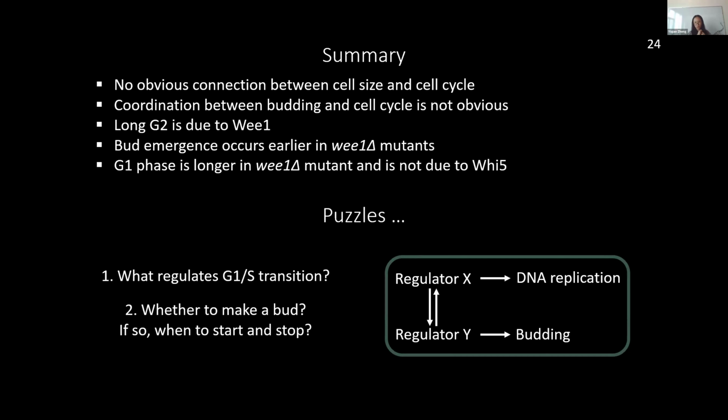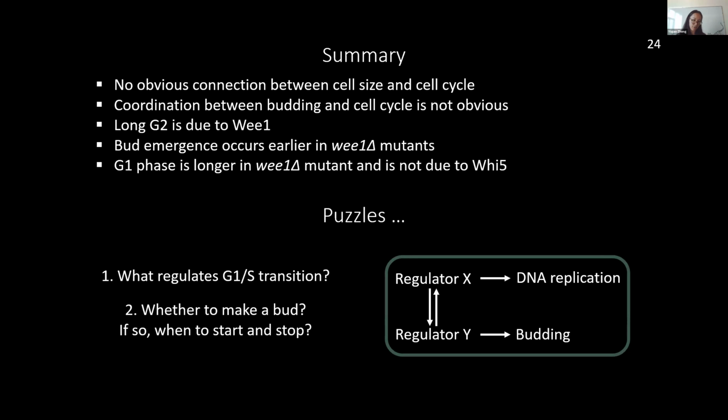So many puzzles remain, but the questions that I'm currently focusing on are, one, what regulates the G1/S transition? In many of the models that people have looked at, any mutations or DNA damage induced in G1 are repaired in S phase when the replication fork encounters those lesions. So with a delay in the G1/S transition in the mutant, what may be the molecular player?